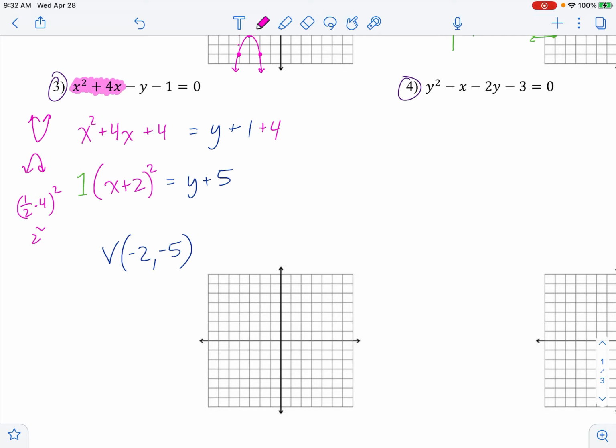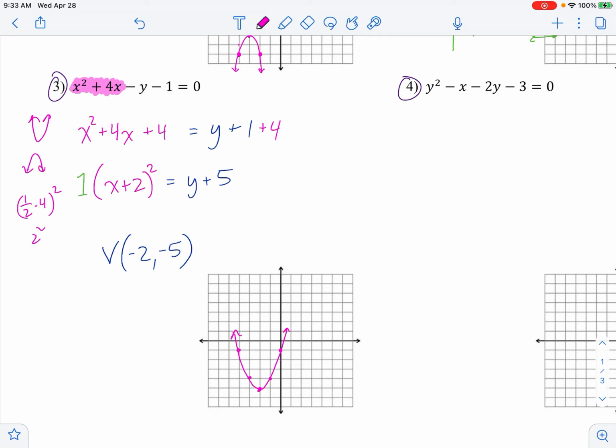It's going to open up. I'm going to go over to -2, -5. 1, 2, 3, 4, 5. Here we go. And I have my regular old parabola. So I'm going to go over 1, up 1. I'm going to go over 1, 2, up 1, 2, 3, 4. Maybe I could also fit in 3, but that's okay. This is enough. And there we go. Nice smooth U shape.